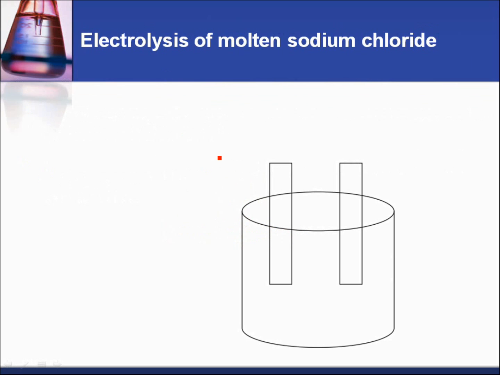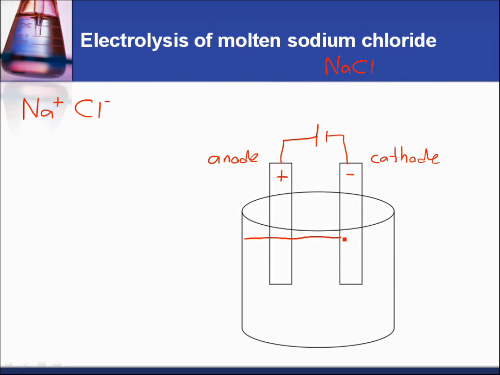Right, let's look at an example. Electrolysis of molten sodium chloride, which is NaCl. So the ions that we have are Na+ and Cl-. Okay, so I'm going to quickly draw in my components. Got positive and negative, anode, cathode. Okay, don't forget your line going across, which shows that there is some solution in there, some electrolyte. Now in here we're going to have the ions Na+ and Cl-.